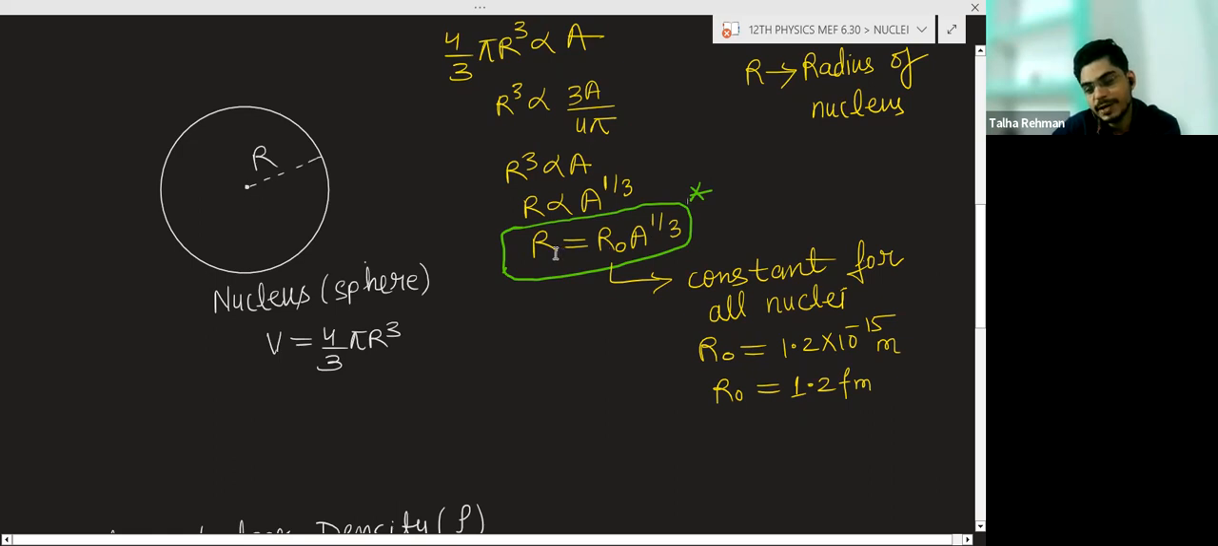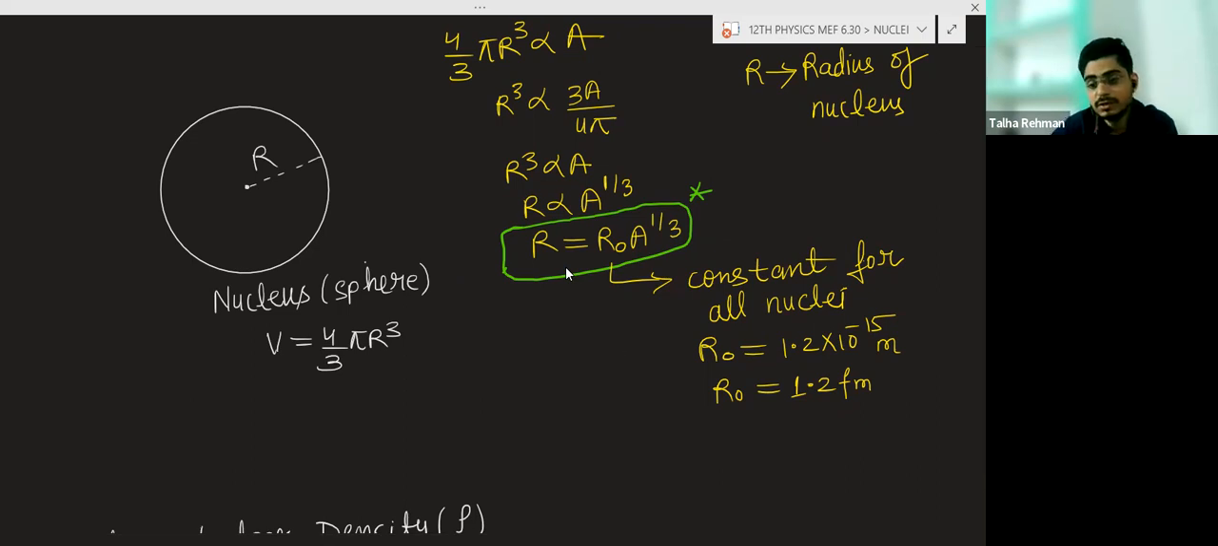If you want to calculate the radius, and radius means size, of different nuclei, you will put the values of different mass numbers. You will get the radius of different nuclei. After that, density of the nucleus. Density means mass divided by volume, meaning in how much space the mass is distributed. The amount of mass in a particular space is basically density.